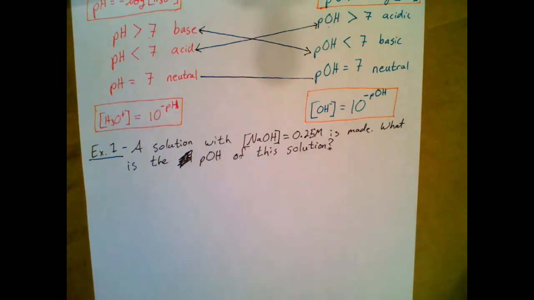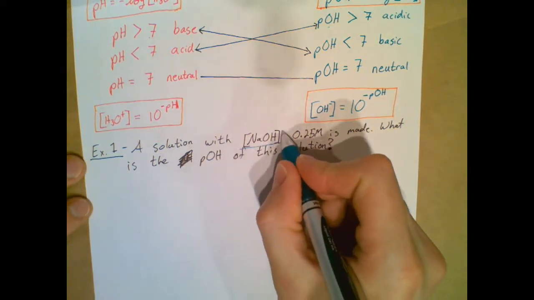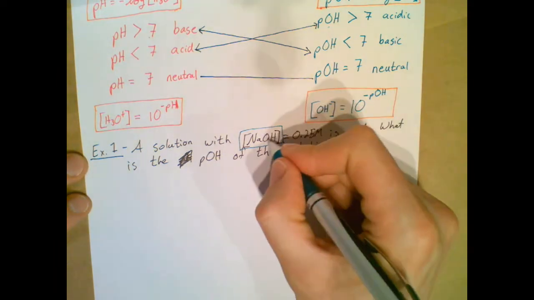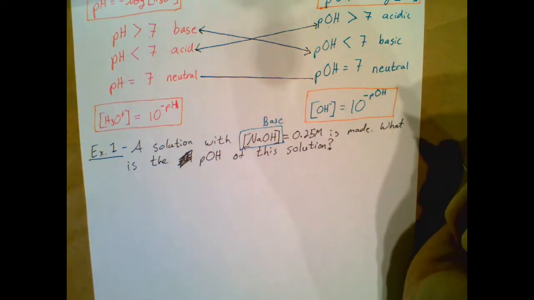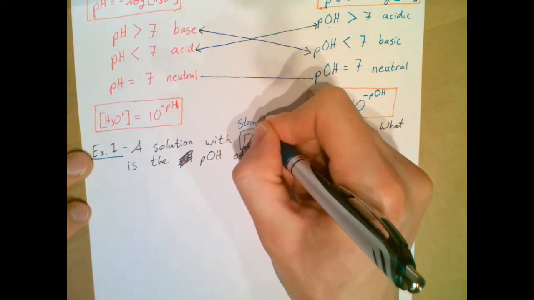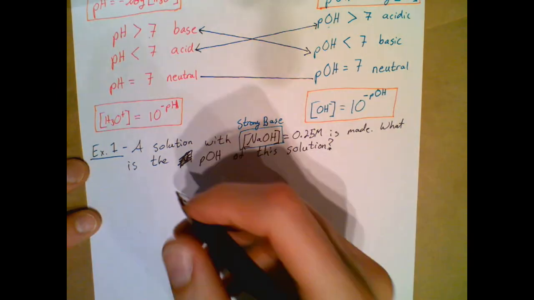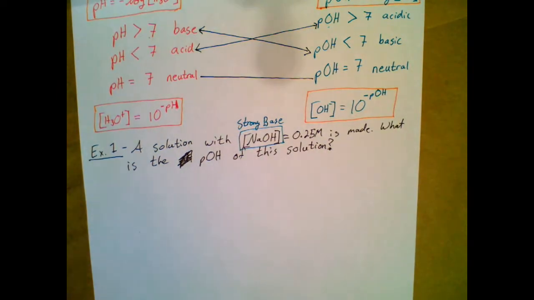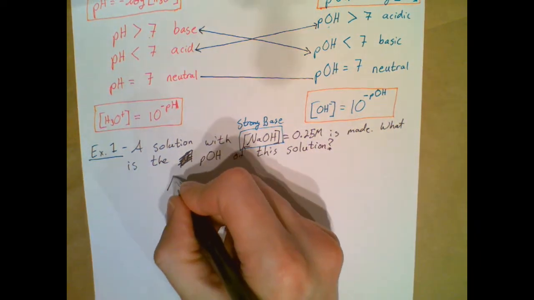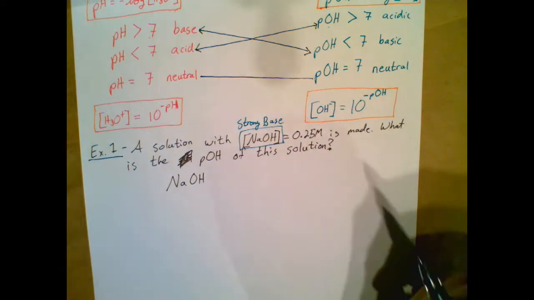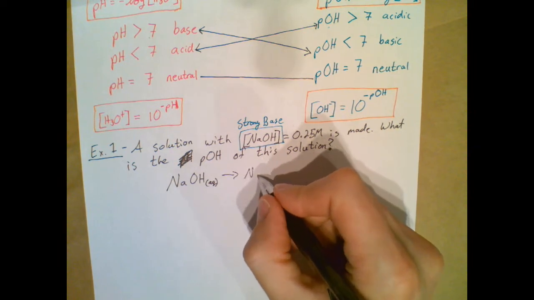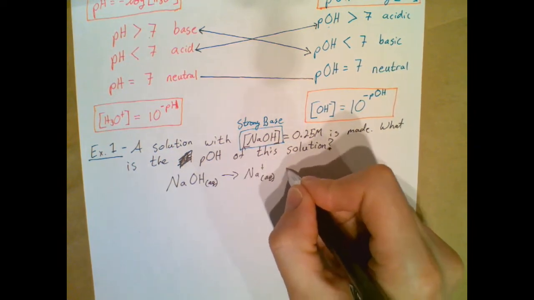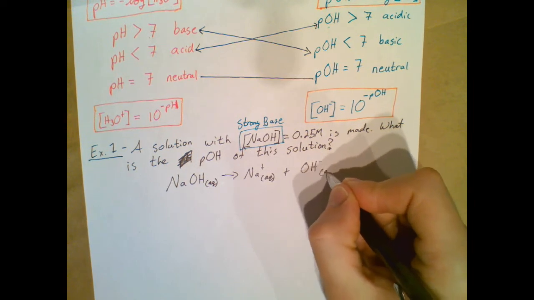Okay, remember, first thing we need to do: NaOH, acid or base? Hopefully you know anything that ends with OH is a base. Next question, strong or weak? Strong. Strong base, stoichiometry. Remember, anything that's a strong base or acid, we're going to use stoichiometry to help us solve our problem. And so we have NaOH, and it's a strong base, so it's going to totally ionize, or sorry, dissociate into our solution, turn into ions, and we got this.